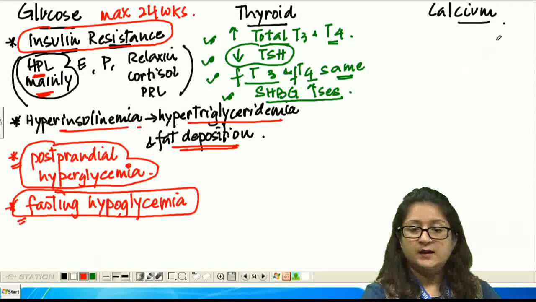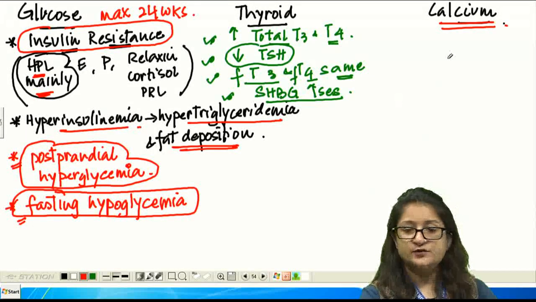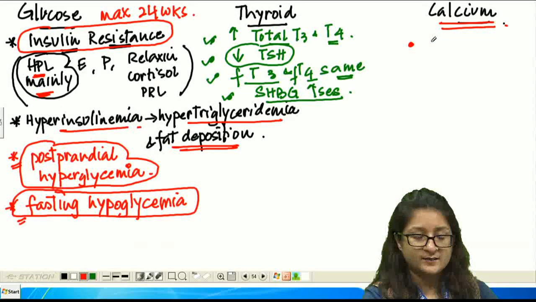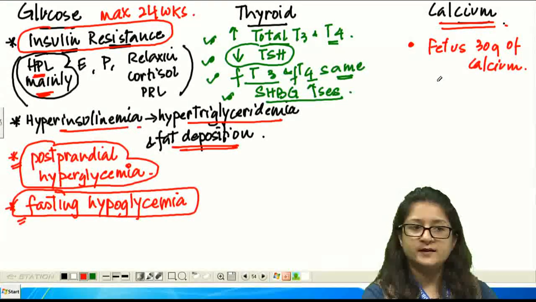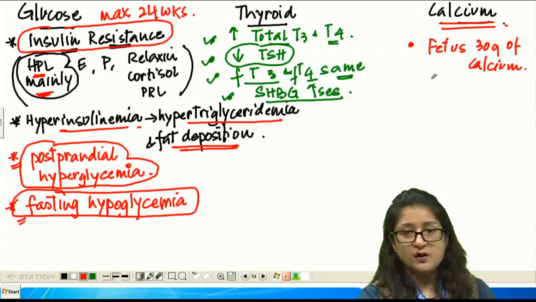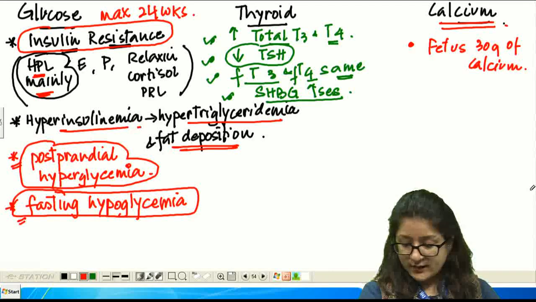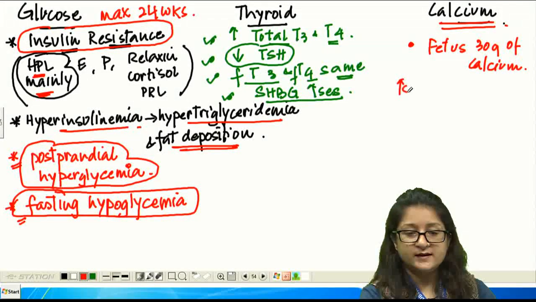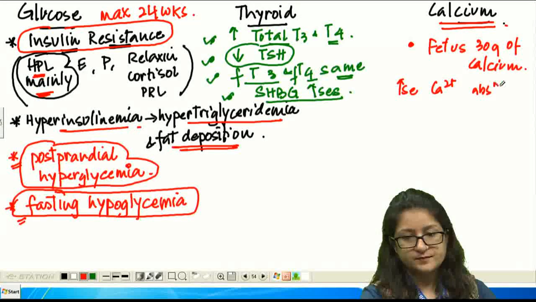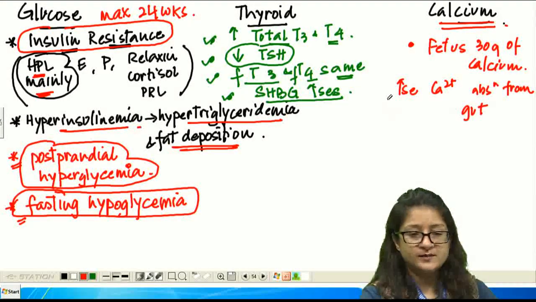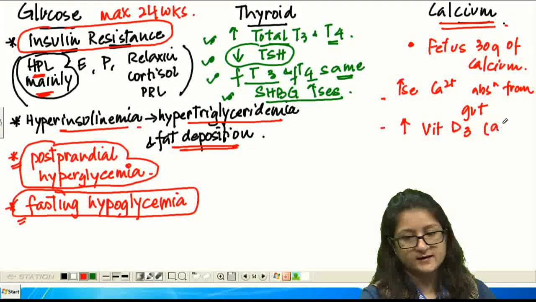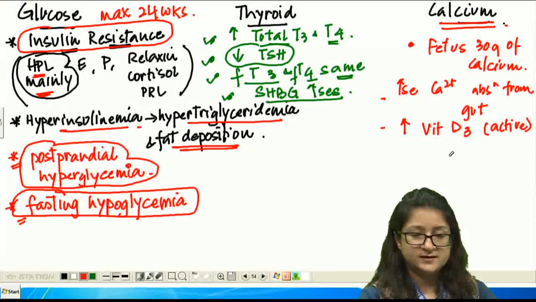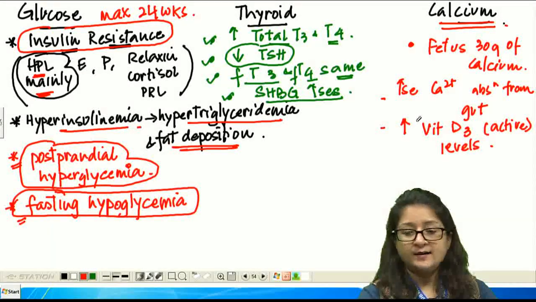Coming back to calcium metabolism. In calcium metabolism, you have to remember that the fetus accrues around 30 grams of calcium. The fetus needs around 30 grams of calcium to build its own skeletal system. So the fetus is going to extract the calcium even if the mother does not take it, right? So what does the mother do? The mother has to increase the calcium absorption from the gut. That happens because of increased activity of active vitamin D3, dihydroxy vitamin D3 levels. Those are increased.